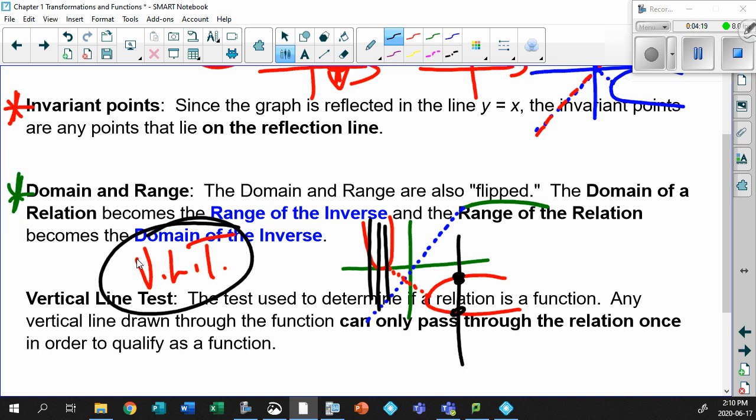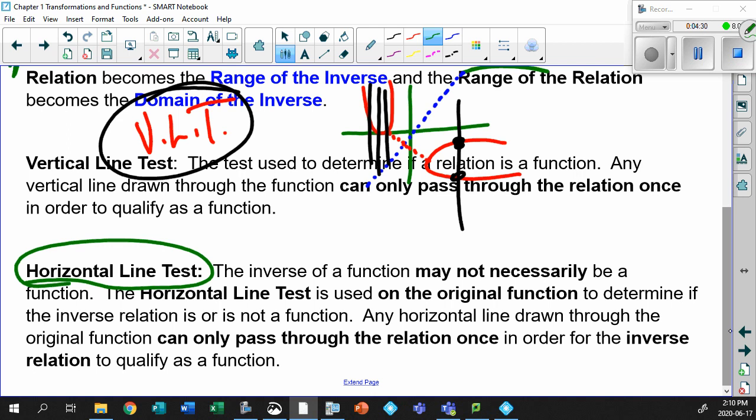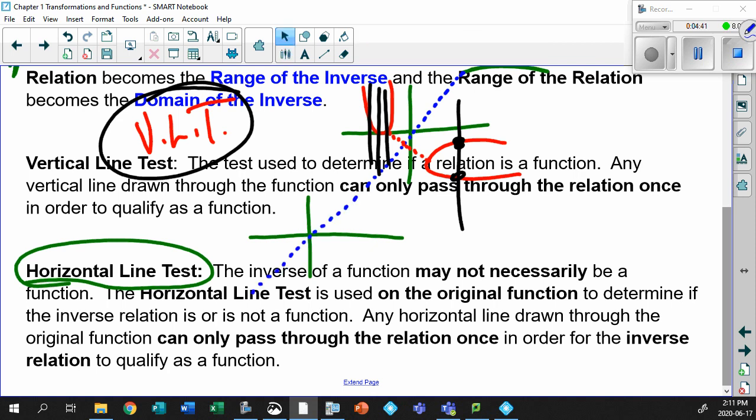But let me show you something else. We actually have a little thing that goes along with the vertical line test called the horizontal line test. Never heard of that one before, I bet. Well, of course you haven't, because this is all brand new to you. Now, let me show you the inverse again. Right through there, like that. Okay, now, the cool thing is, here's our function here, and here's our inverse here.